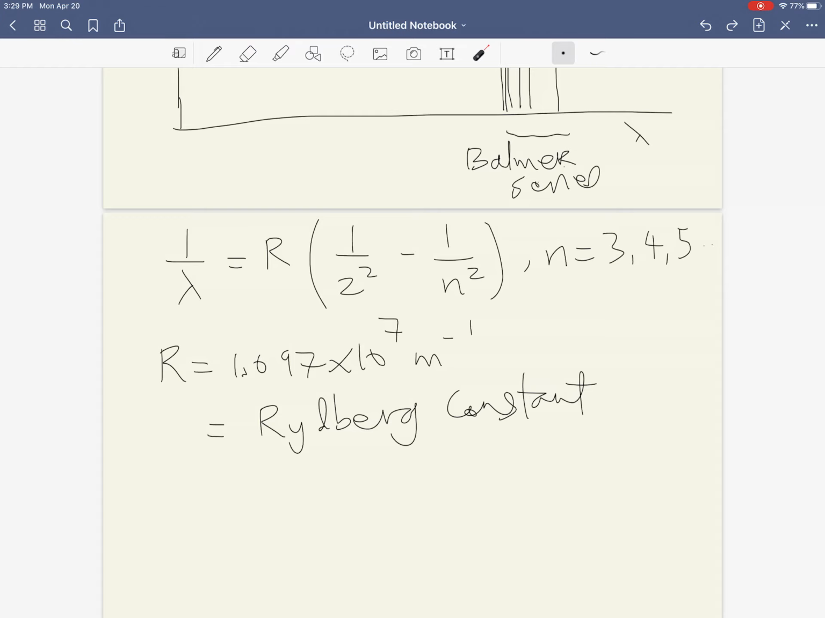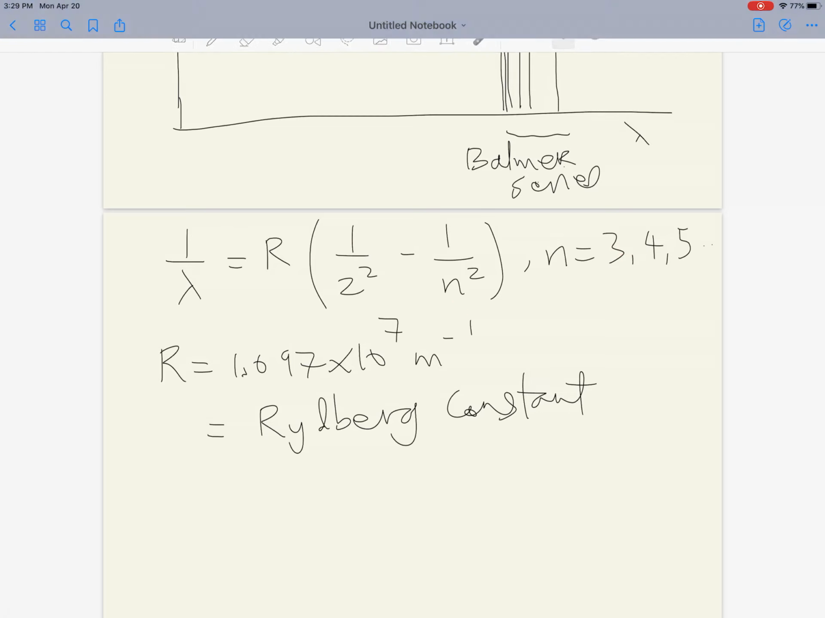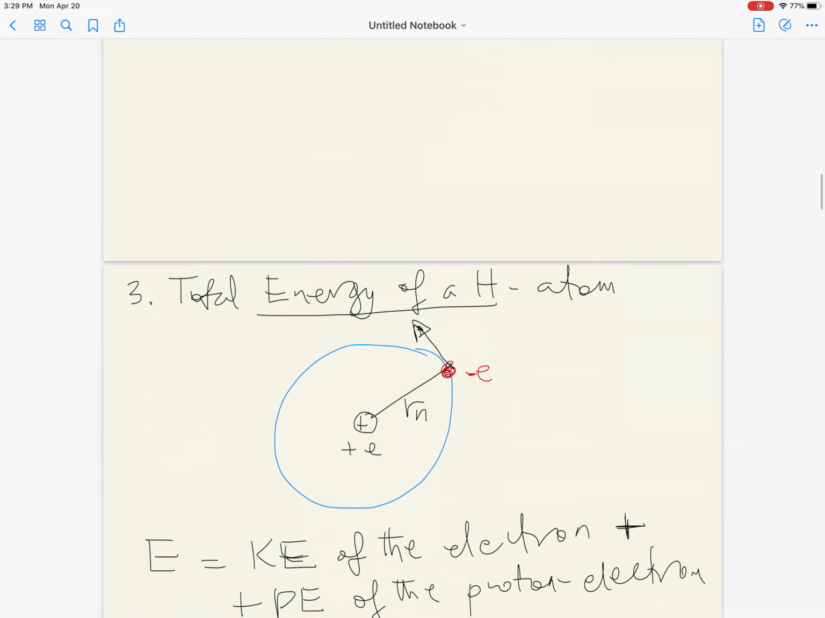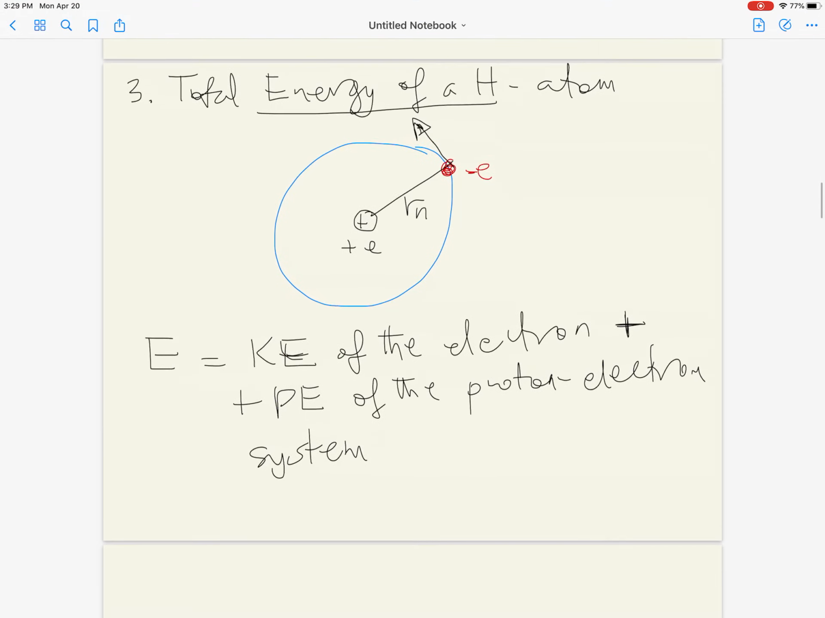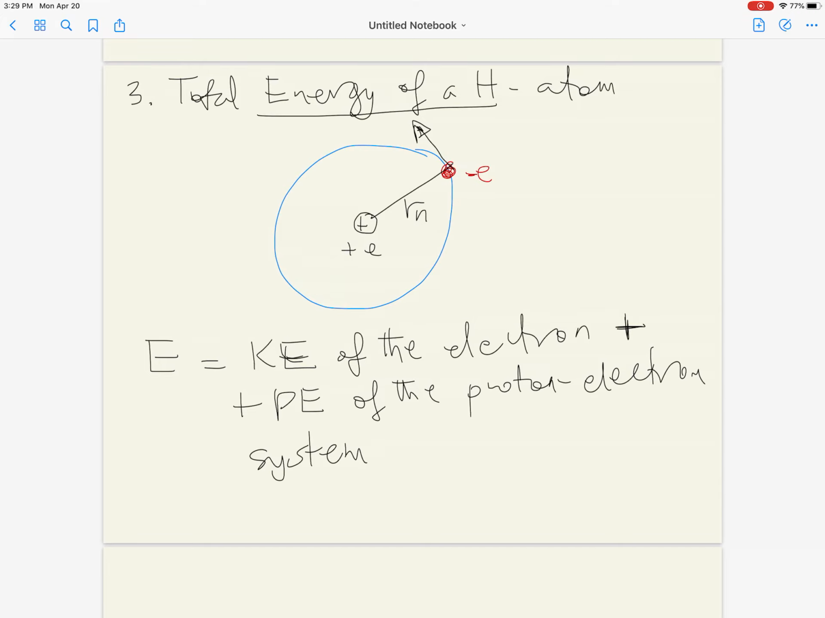And what we shall try to do is to see whether, using our understanding of the Bohr model, we can in fact recreate this equation. That will indicate a successful model. So let's try to do that with a hydrogen atom.